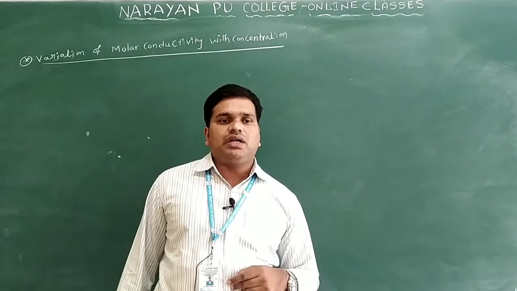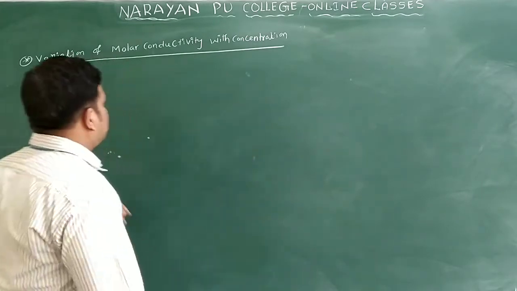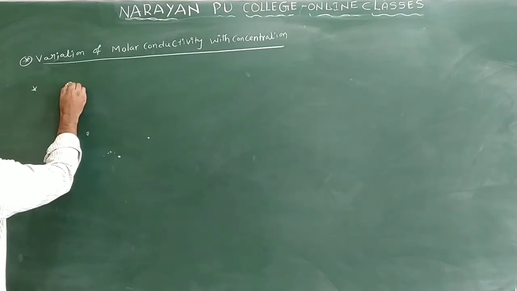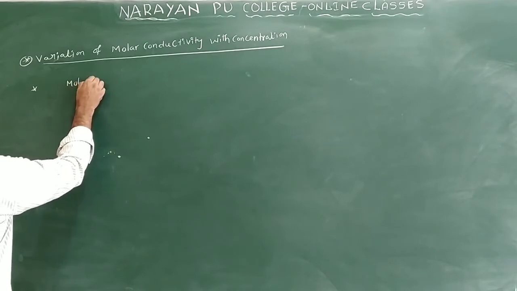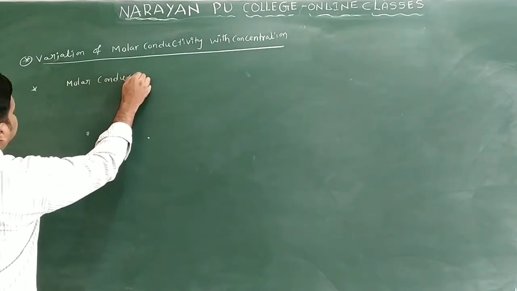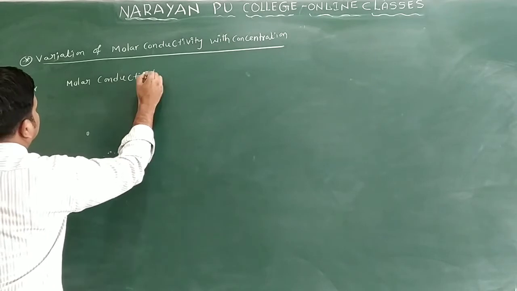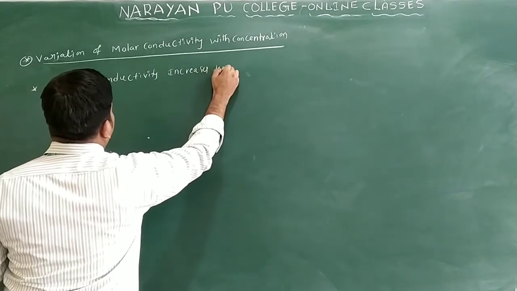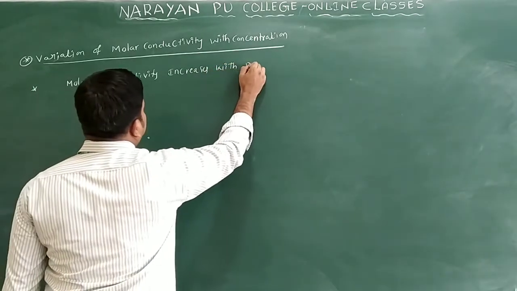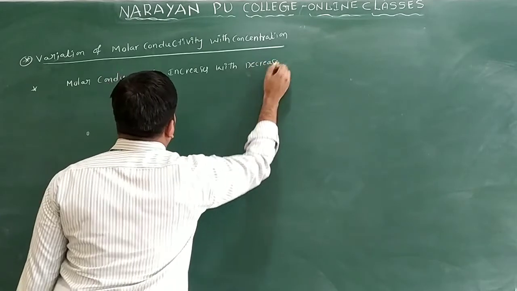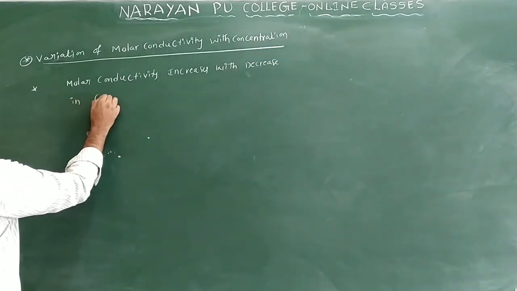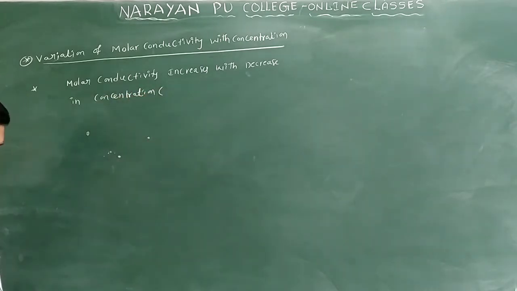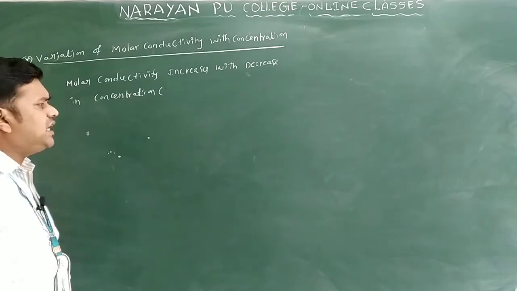We identify this for both electrolytes: one is the strong electrolyte and one is the weak electrolyte only. Suppose I am writing one point here. Generally molar conductivity is denoted by capital M only. I will write here: molar conductivity increases with decrease in concentration. With decrease in concentration means increase in dilution only.